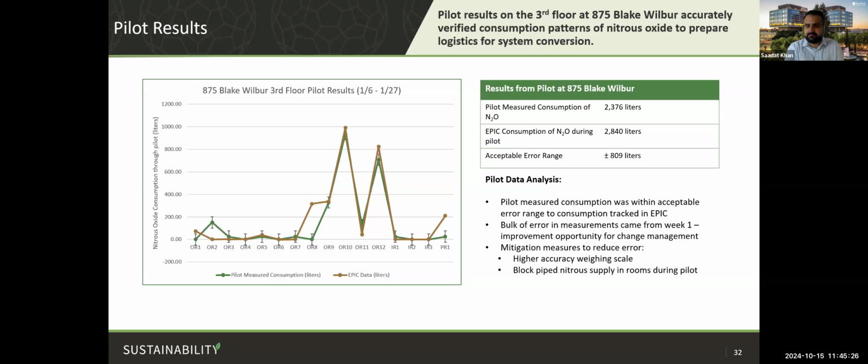And you can see that there are some slight errors between the two, within the acceptable error range. So what we measured is about 2,400 liters, and what the Epic showed is about 2,800 liters. And the acceptable error range, propagated across all the rooms and across all the measurements that we took, was about plus or minus 809 liters. So we were still within our error range.